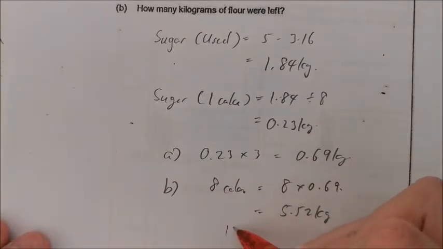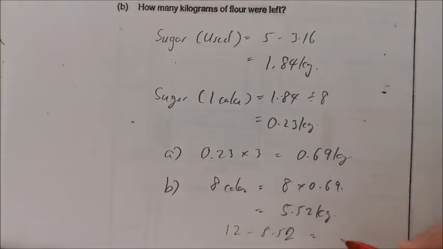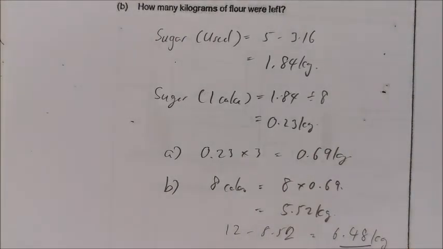So how many kg of flour were left? Isn't it just 12 minus 5.52? We will have 6 point, sorry, I think I made a mistake. 5.52, you subtract that from 12. We have 6.48 kg of flour left.